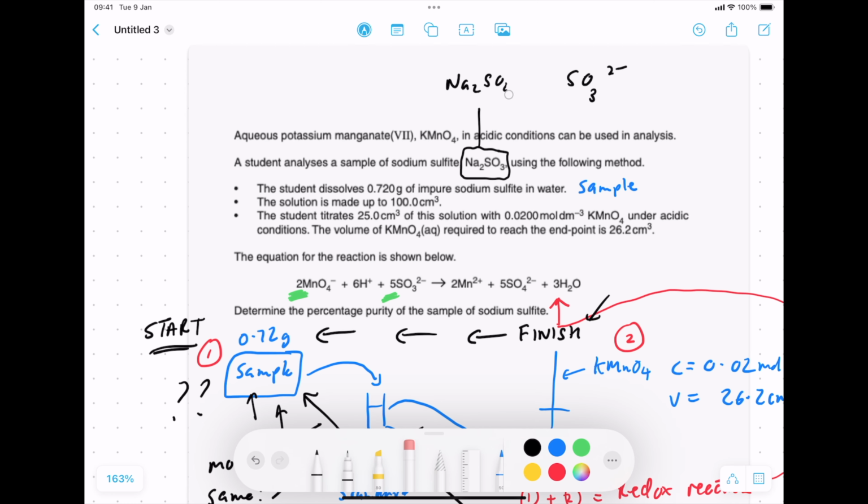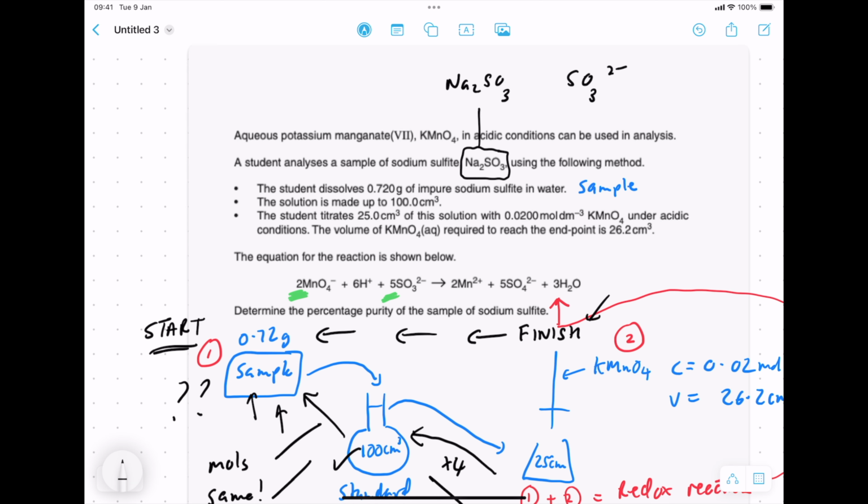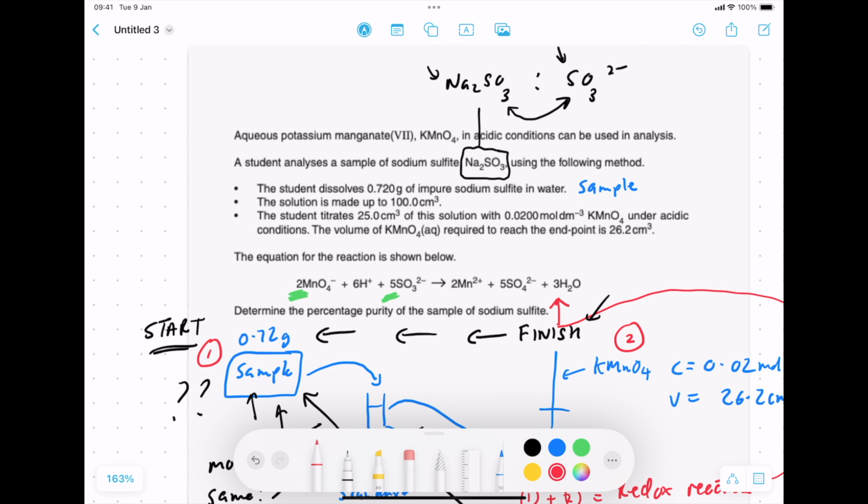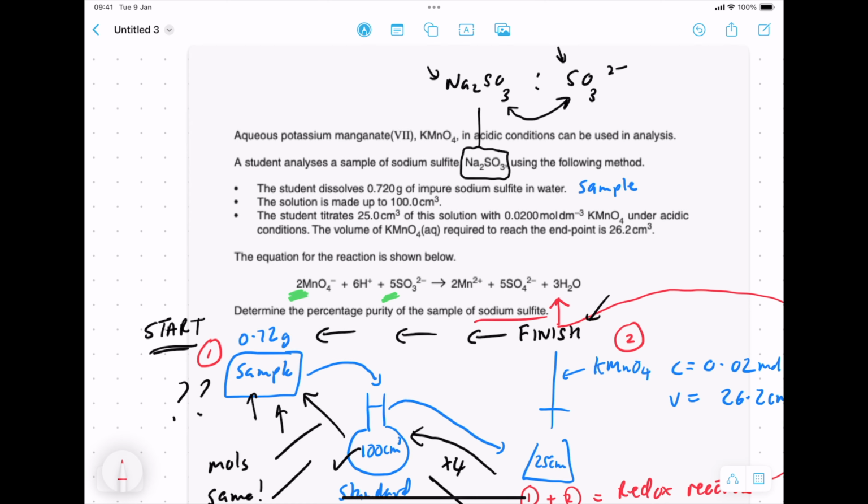The RFM of sodium sulfite is going to be obviously greater than just the sulfite ion. So why am I allowed to use the same moles for just the sulfite ion as the sodium sulfite? And the answer is there's a 1-to-1 ratio between them two. So 1 mole of this produces 1 of that. So the moles will be the same, but the RFM will be different. And remember, the question is asking, if I just underline the bit we want here, determine the percentage purity of this sodium sulfite. So we have to use the RFM of this and not just that.